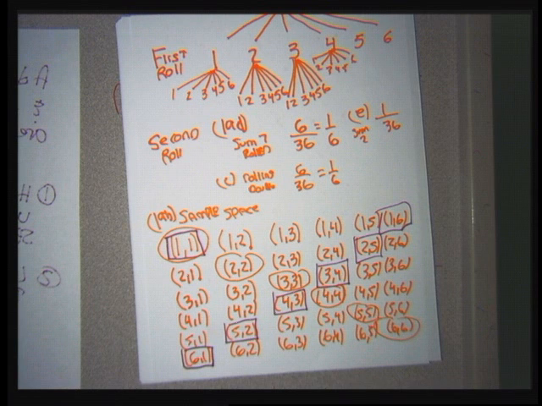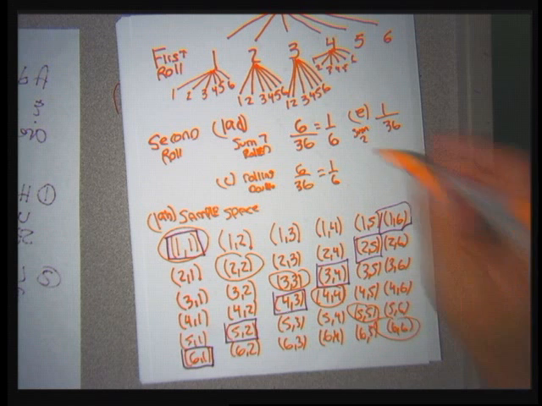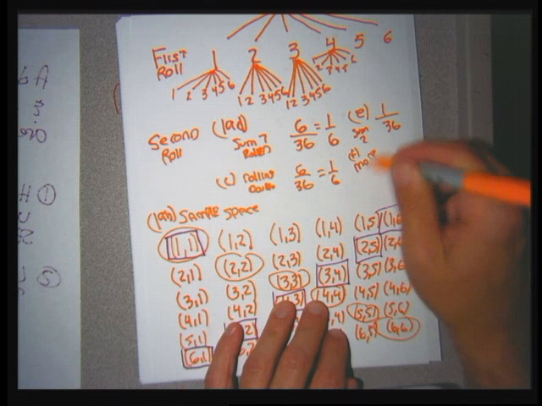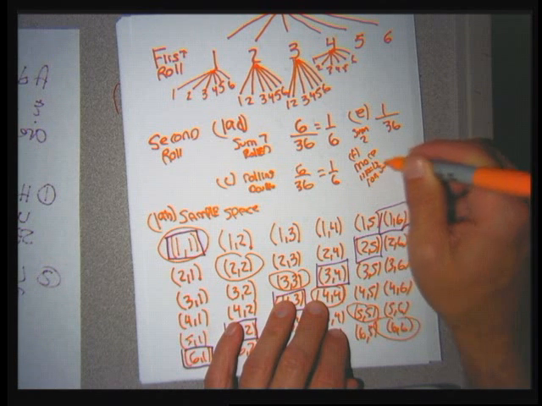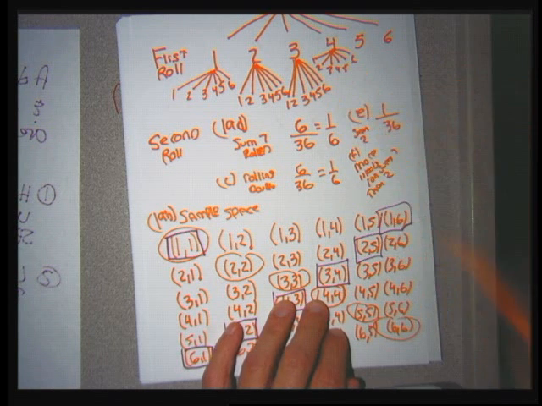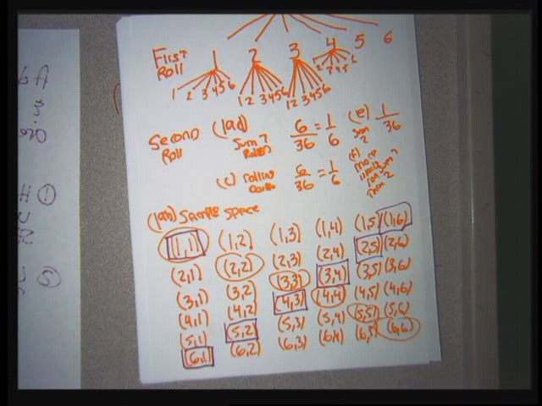Part F says, are you as likely to roll a sum of a 2 as you are a 7? No, for part F, you're more likely to roll a sum of 7 than a 2, because there's a 1 in 6 chance of rolling a 7, but only a 1 in 36 chance of rolling a 2. There's more ways to get a 7, so it's more likely.